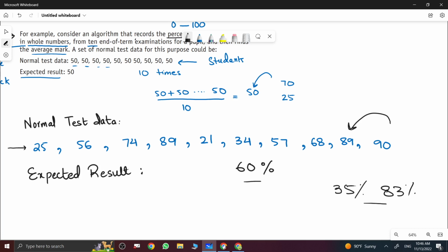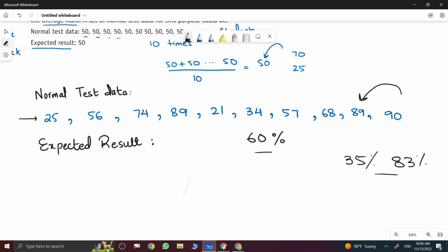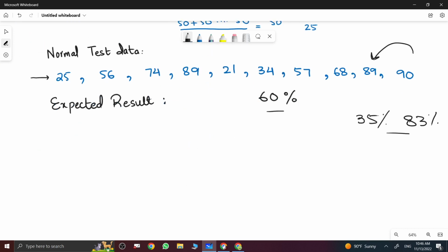Now, this is an example of normal test data, that is the expected data that is always accepted by the system. Now quickly see the other examples of test data. Okay, after the normal test data, let's talk about extreme test data. What can be the example of extreme test data in this case?